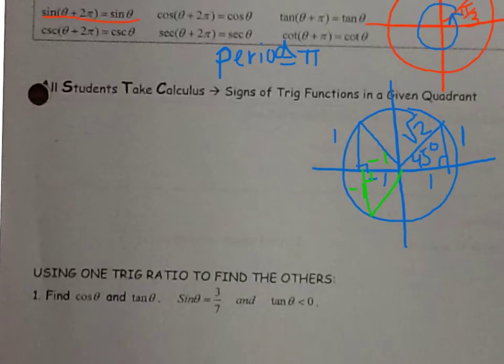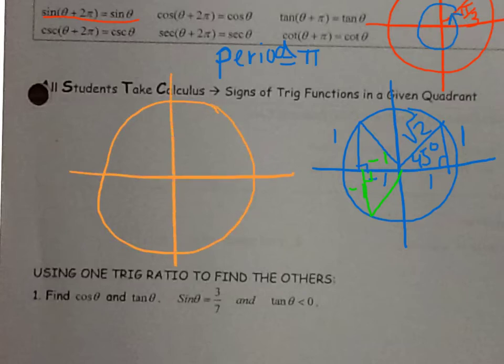All right, this next thing. All students take calculus. This is simply a cute way to remember what is positive and where it's positive. So if I draw a little circle here, and then I label it with this little acronym, all students take calculus. All right? Well, the A stands for exactly that, all.